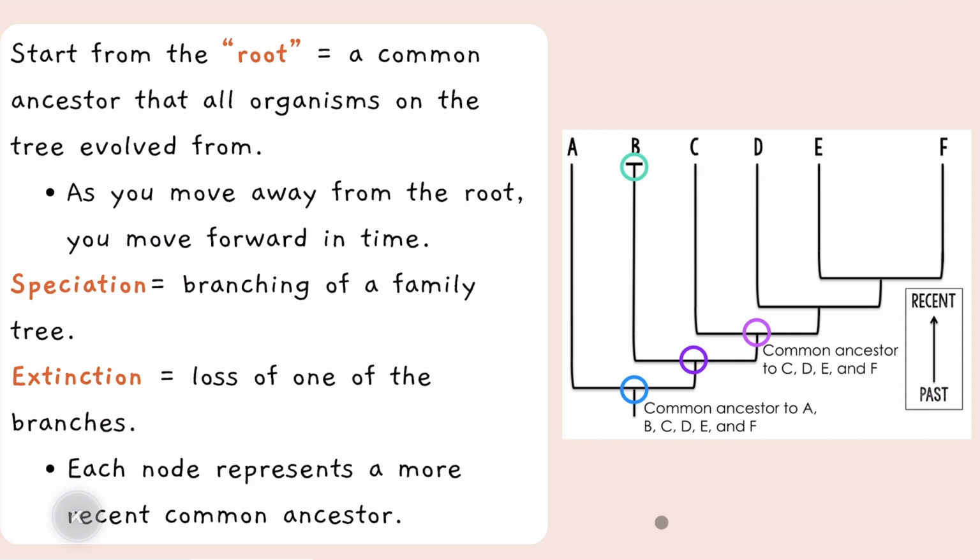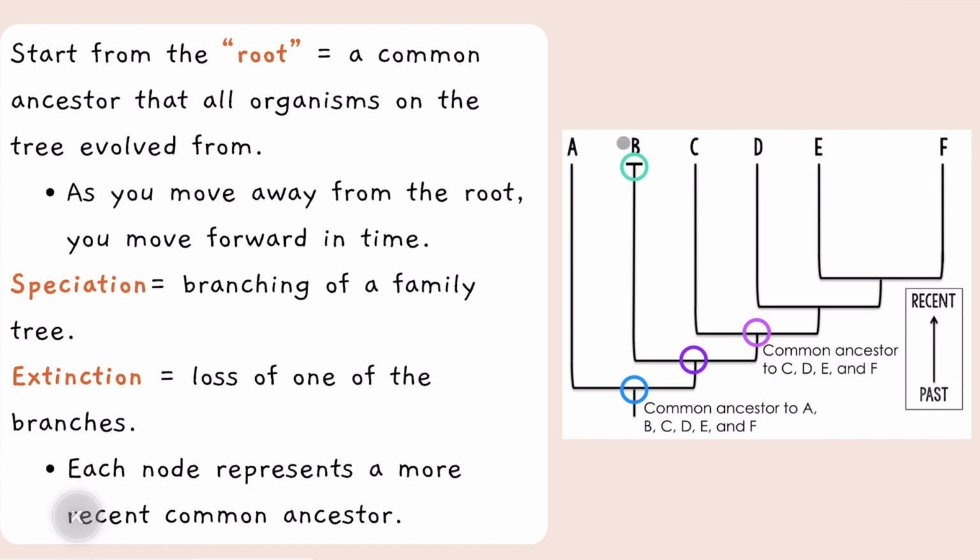So speciation is occurring whenever you have branching of this tree. So anytime you have this split here, this is saying that new species came about from this one. And then extinction is the loss of one of the branches. So a lot of times they'll put this little line here saying no more, they're gone.